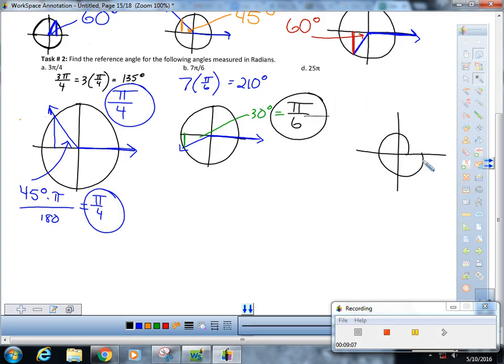24 pi, right? So there's 24 pi's that get me right back to where I've started. So then how much more do I have than 24 pi? I've got 1 more pi. So this angle is coterminal with 180 degrees. Do you understand that? It ends up over here.